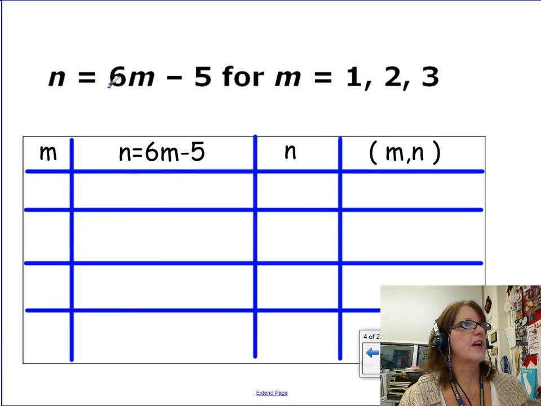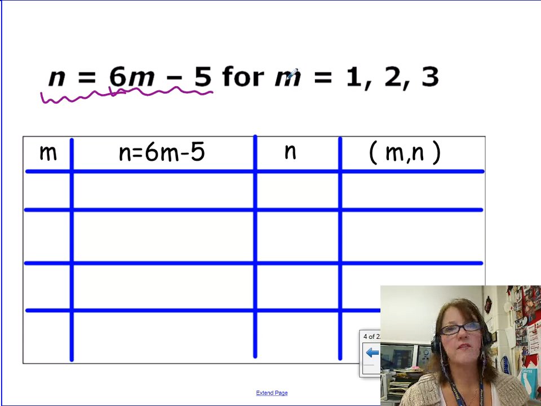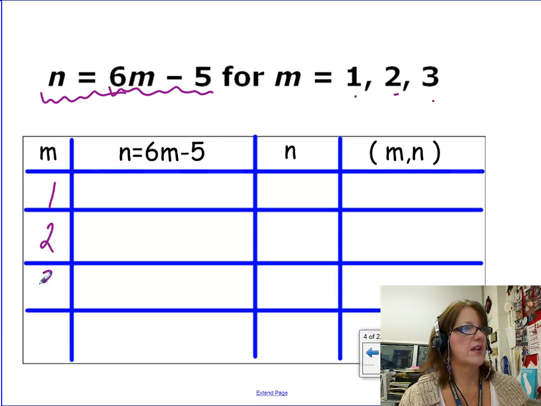is I've got this equation. N equals 6m minus 5. We're going to plug in values for m of 1, 2, and 3. So make these 1, 2, 3, 4 columns here. We're going to start with the m, and I'm telling you what to plug in here, a 1, a 2, and a 3. Okay? Here I've got the equation, n equals 6m minus 5.